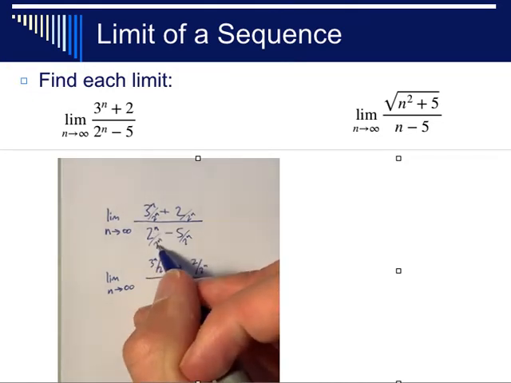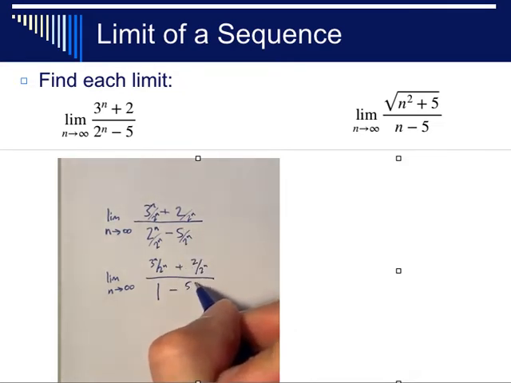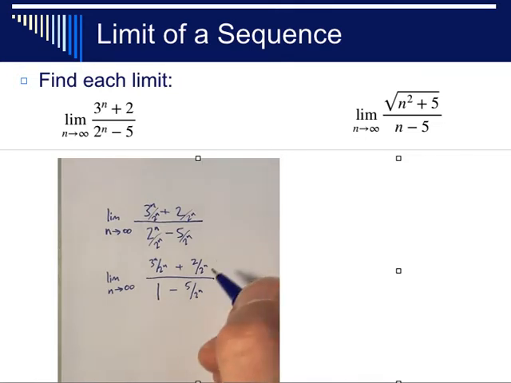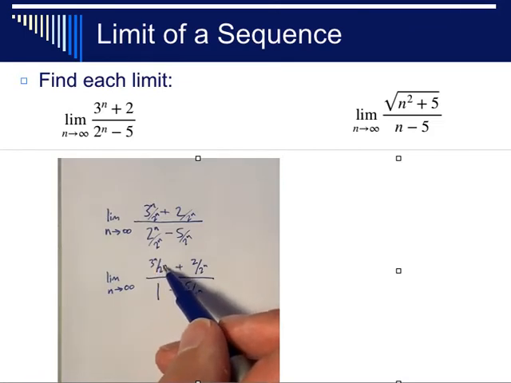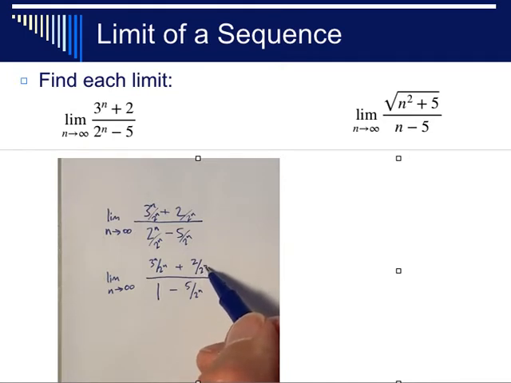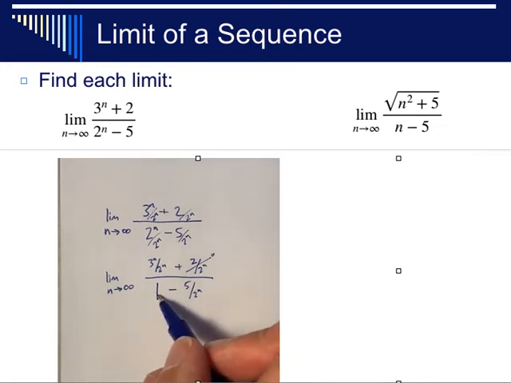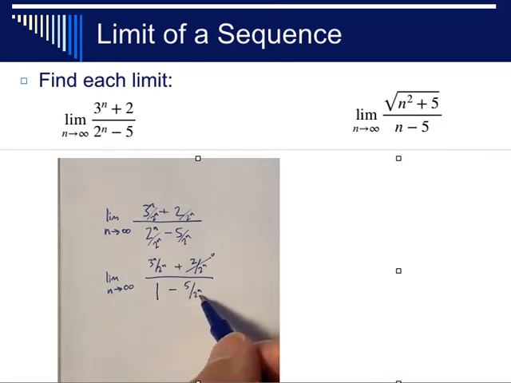On the bottom, 2 to the n over 2 to the n on purpose becomes just 1, and we'll subtract 5 over 2 to the n. And now I can take the limit. On the top, 3 to the n over 2 to the n, I'm not sure what happens to that as n gets really big. But here, if n gets really, really big, 2 to the n gets really, really, really big, and so 2 divided by 2 to the n is going to become nothing. On the bottom, 1's not going to change because it's got no n in it. Over here, 2 to some big number is going to be really big, and 5 divided by something really big will become 0.